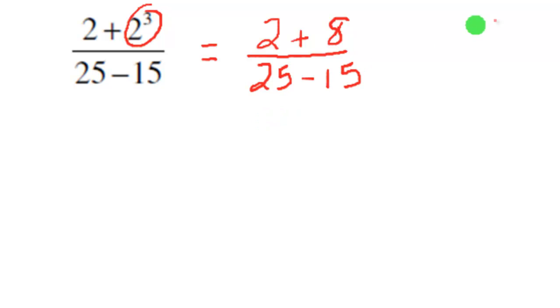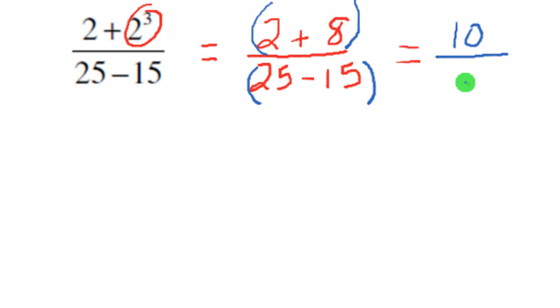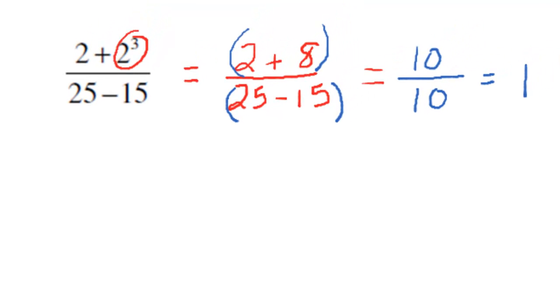Now we're going to treat the numerator, the top, and the bottom separately. So we're going to add 2 plus 8, kind of like it's a parentheses, and 25 minus 15. There's like an understood parentheses here. So 2 plus 8 is 10, and 25 minus 15 is also 10. And now 10 divided by 10, you know, is 1.